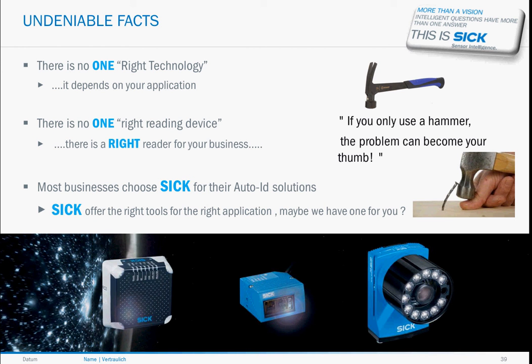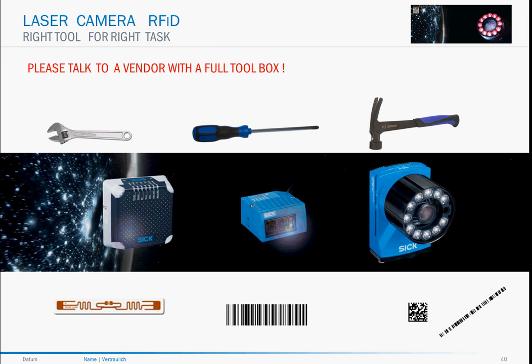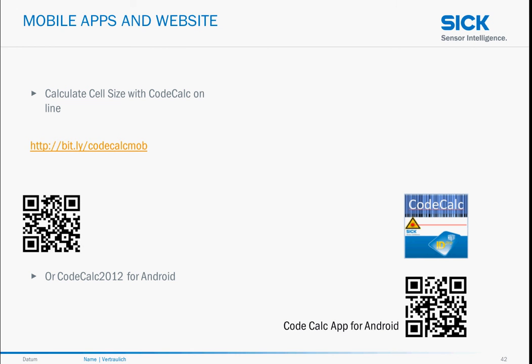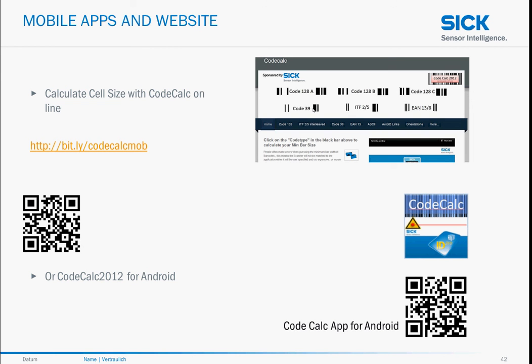Unlike Cognex, where their solution is to try and push a vision system every time. So best talk to a vendor with a full toolbox. I don't mean that they're a drumstick short of a picnic necessarily. I'm sure they're very bright, but we have a better toolbox to offer.